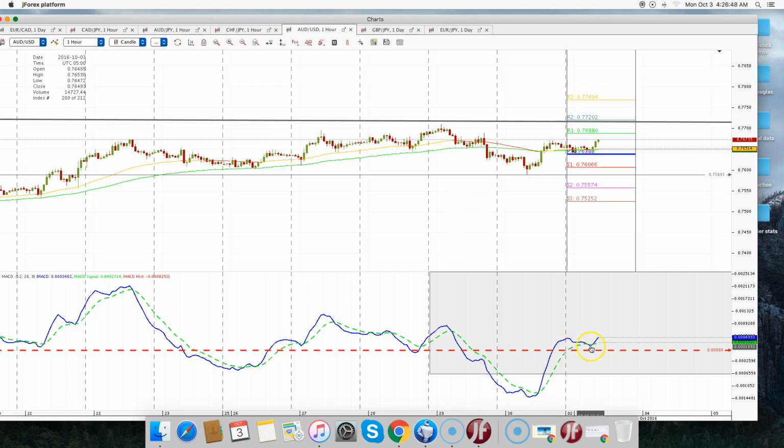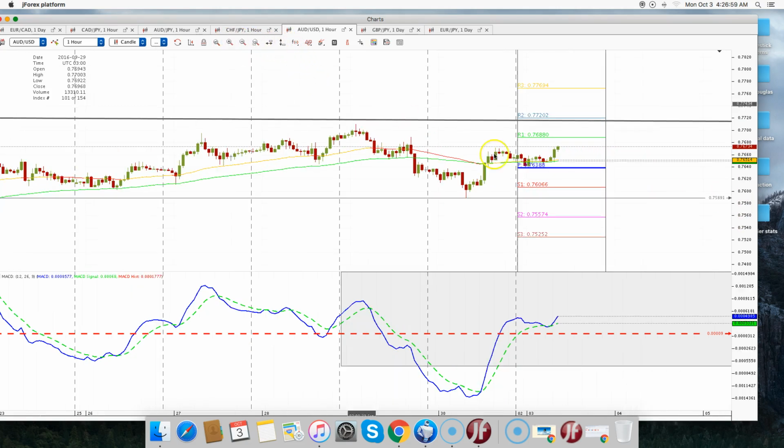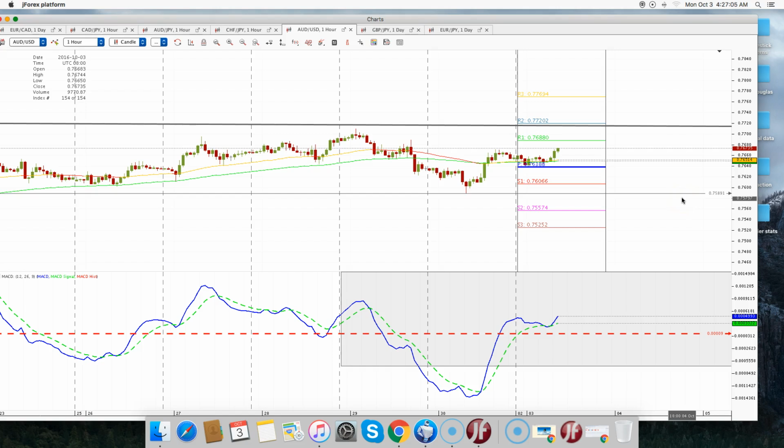So we have MACD crossing the 0 line. We have price above the 150 moving average line. Even though they're braided, notice that the bodies of the candles are above this, and it's above the central pivot point. So the daily, the 4-hour, and the 1-hour chart all agree that the market is in an uptrend.